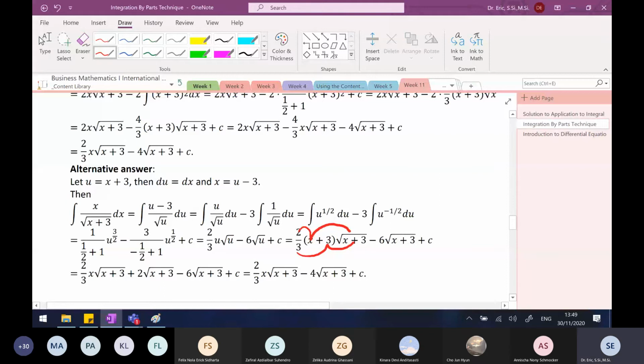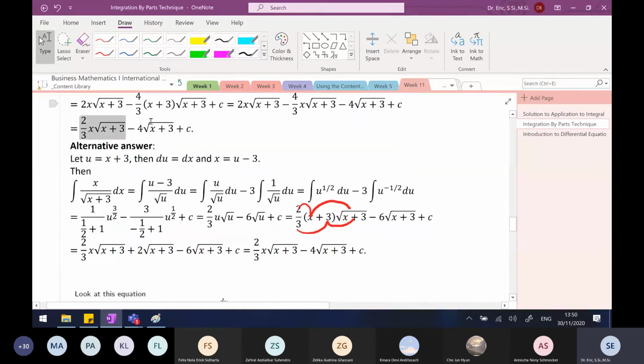So you have 2 over 3 x times this, plus 2 over 3 times this. 2 over 3 times 3 is 2 times this, minus this. Okay. And you have 2 of this minus 6 of this, so you have minus 4 of this. So you have this, and you have the same answer, but a shorter one, and more easily. So do you have any questions?